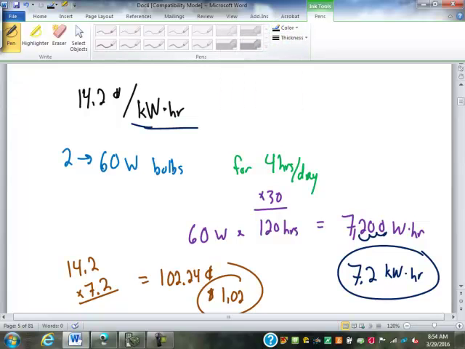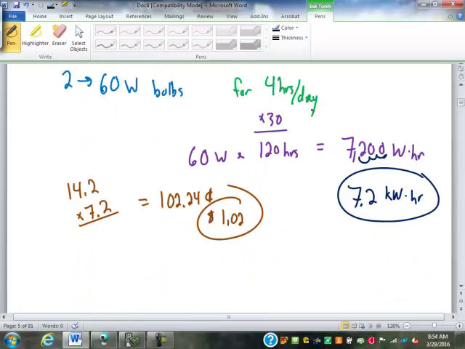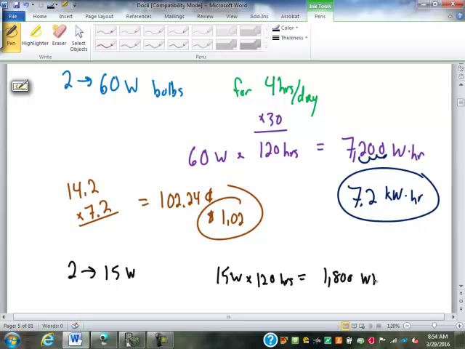Let's say we're going to switch that out to your compact fluorescent. So it's still 2 bulbs, but now it's doing a 15 watt. Actually, some of them are down to like 7 or 8 watts for a 60 watt equivalent. If you do the math, it's now 15 watts times 120 hours, which is going to give us 1,800 watt hours, or 1.8 kilowatt hours.